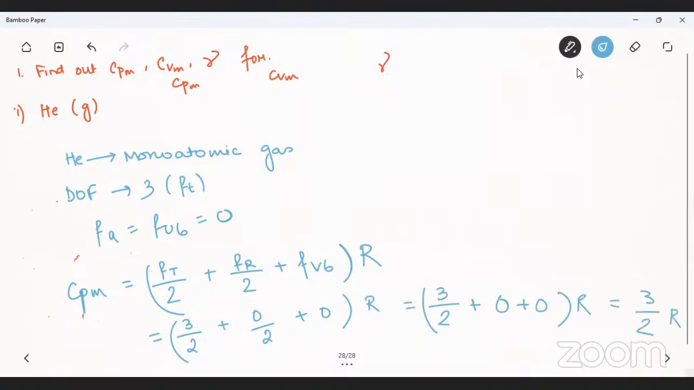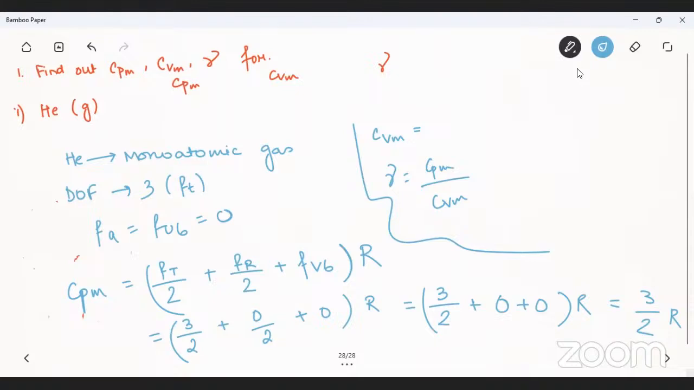Is it okay? Similarly, now tell me what is CVM. CPM is equal to CVM plus R. Yes, formula. So you can use that formula only. If you want me to use that long formula also, it is okay. And gamma is what? CPM by CVM.